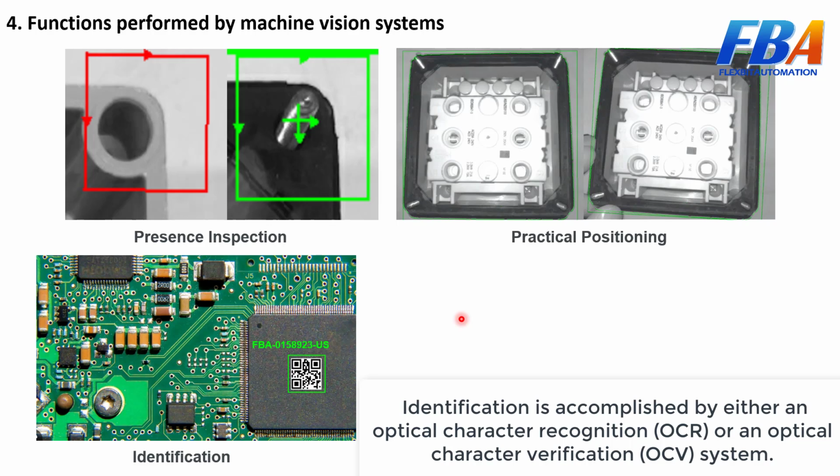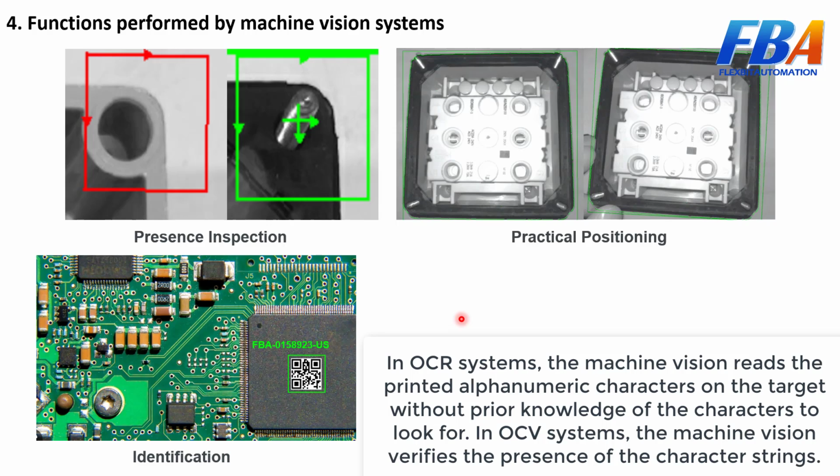Identification is accomplished by either an optical character recognition, or we can call it OCR, or an optical character verification, OCV, system. In an OCR system, the machine vision reads the printed alphanumeric characters on the target without prior knowledge of the characters to look for. And in an OCV system, the machine vision verifies the presence of the character string.